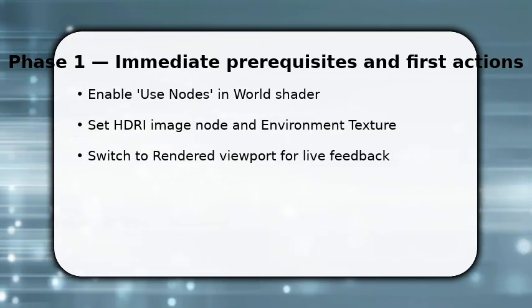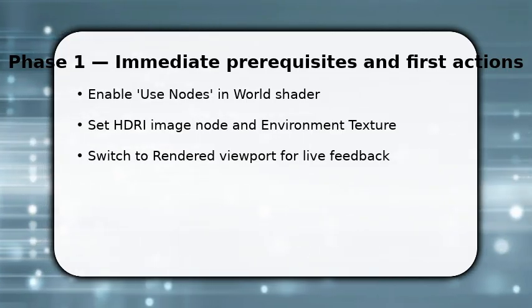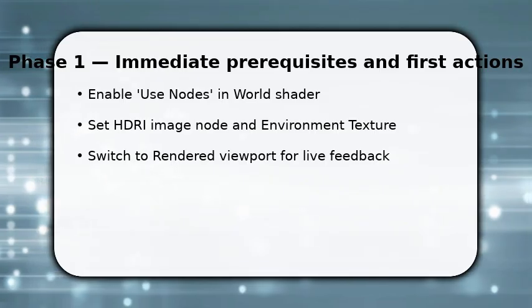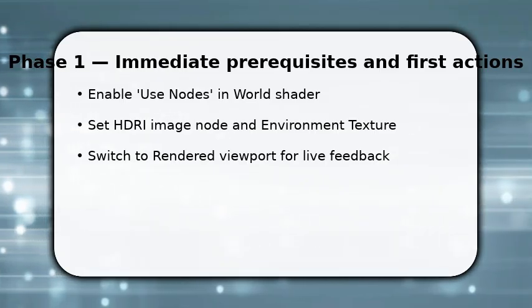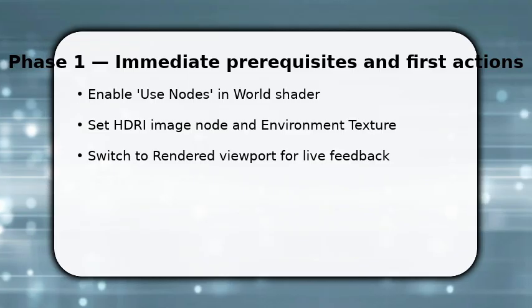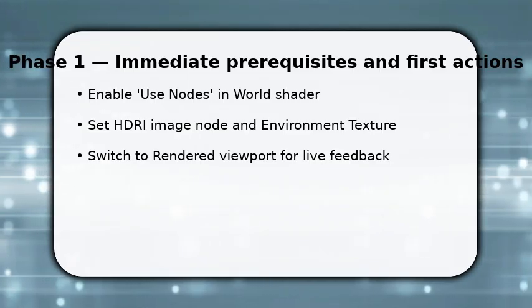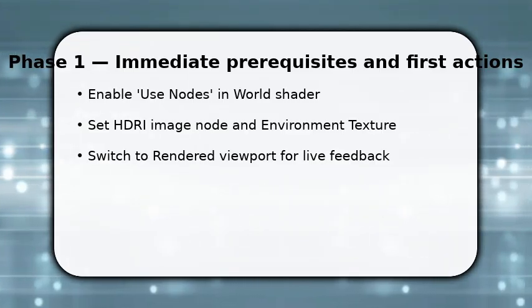Make sure your camera and subject are positioned before changing strengths. That prevents surprise exposure shifts. You're already lighting the scene with the same HDRI you'll later hide. This keeps appearance consistent while preparing the removal step.